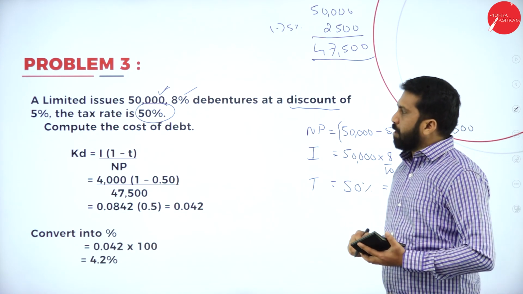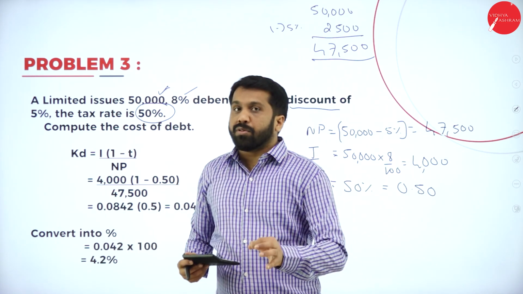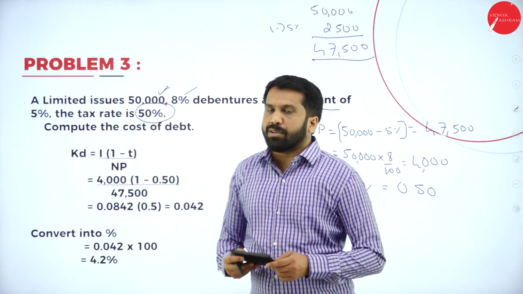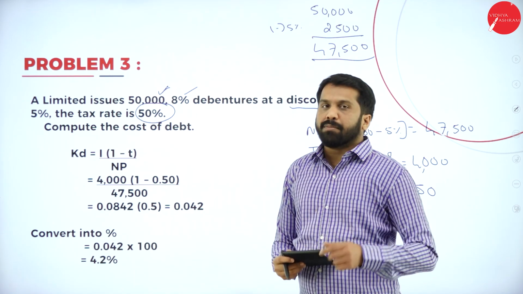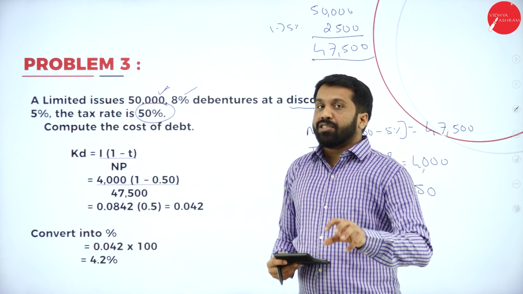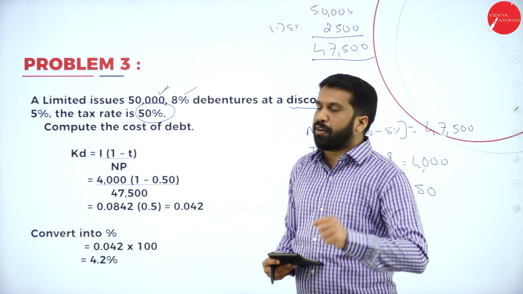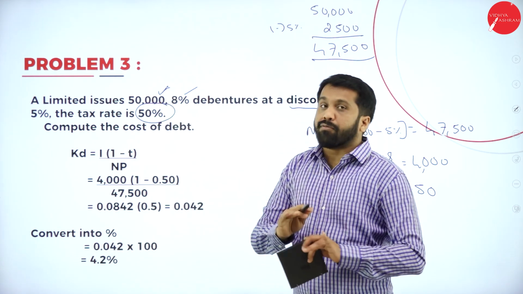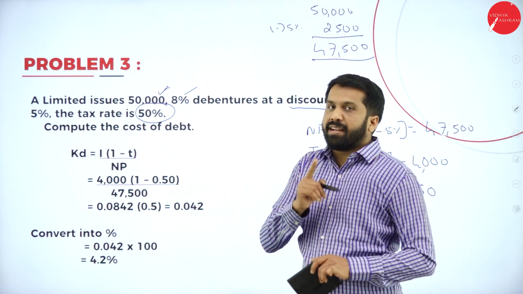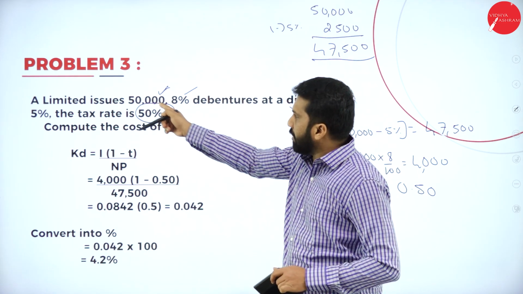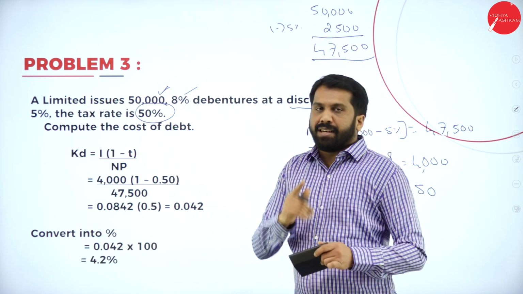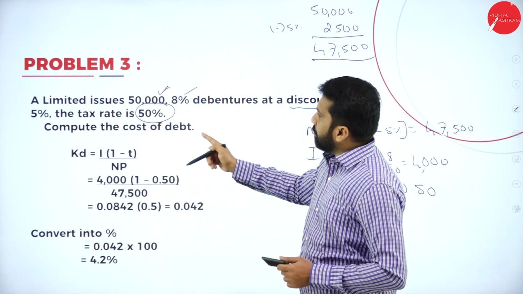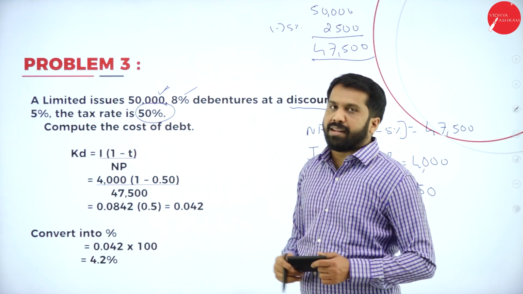Whatever discount or premium they have given, it will affect only the net proceeds, not the interest calculation. For interest calculation, before adding or deducting, you are supposed to calculate interest. Interest is always on face value. Face value means what? This is face value. If you alter this, that is not face value. Clear? Interest has to be calculated on face value. In the next session, I'll explain more about this concept.